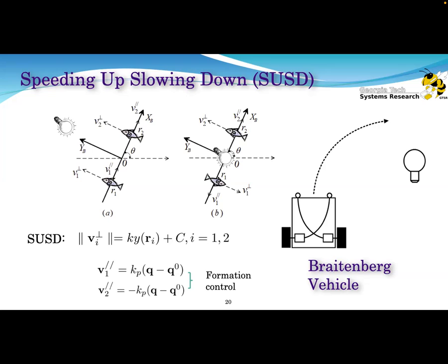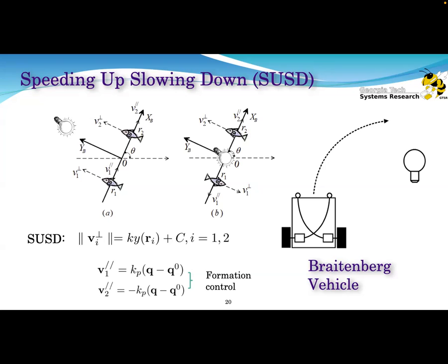Before we talk about the fish strategy, let's talk about a very famous robotic model called the Braitenberg vehicle model. The Braitenberg vehicle has two wheels, left wheel and right wheel, and two light sensors, the left sensor and right sensor. The right sensor is connected to the left wheel, the left sensor is connected to the right wheel. Okay, and then the speed of the wheel is directly proportional to the sensor reading.